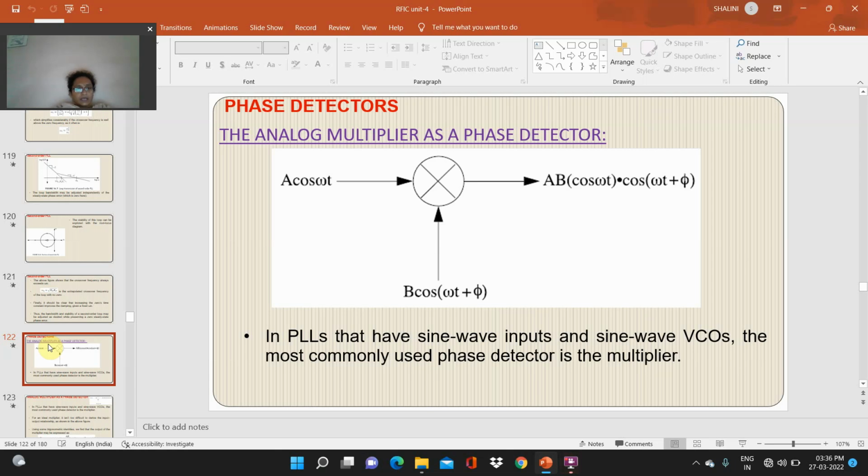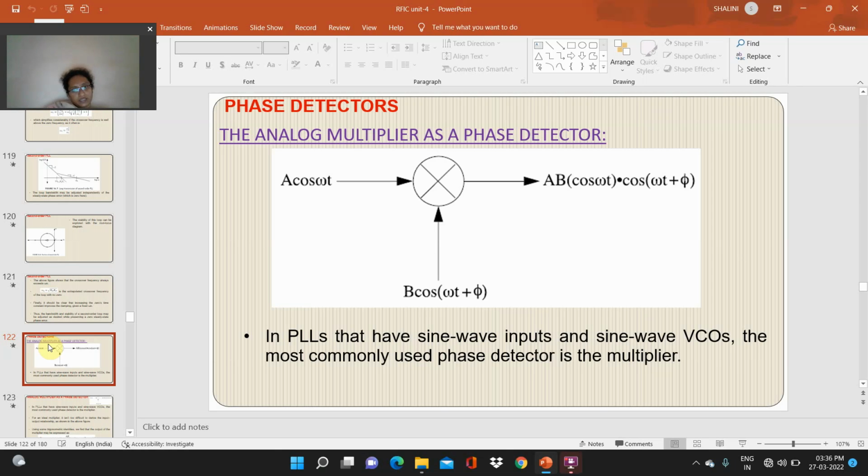Welcome back friends. Again we are going to discuss phase detectors. The analog multiplier as a phase detector. A cos omega t is given to the detector. Here it is mixing with B cos (omega t plus phi). Then the output will be like that. In PLLs that have sine wave inputs and sine wave VCOs.